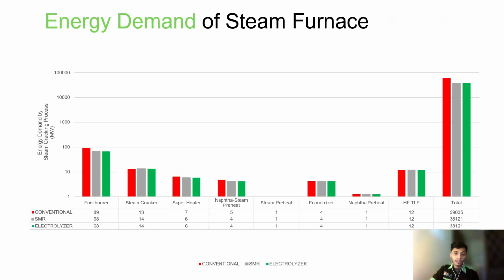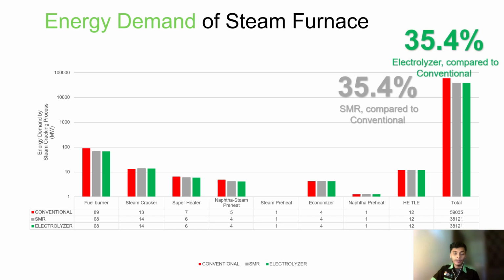However, if we look at the energy demand of the steam furnace, the simulation shows an opposite result, where the SMR and electrolysis methods require 35.4% less energy to undergo the same process.